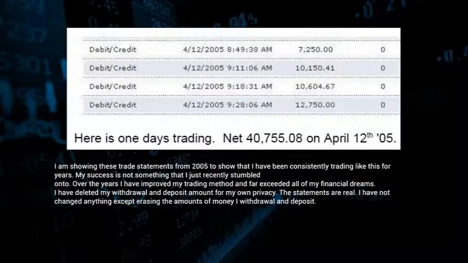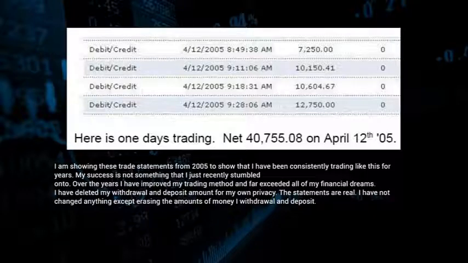Now, I want to share with you a couple of screens here, a total of 4 screenshots of my trading accounts. These are my personal trading accounts from 2005. The reason I'm going to share these screenshots with you is to show you that I've been consistently trading like this for many years. My success is not something that I just recently stumbled onto. Over the years, I've improved my trading method and far exceeded all of my financial dreams.